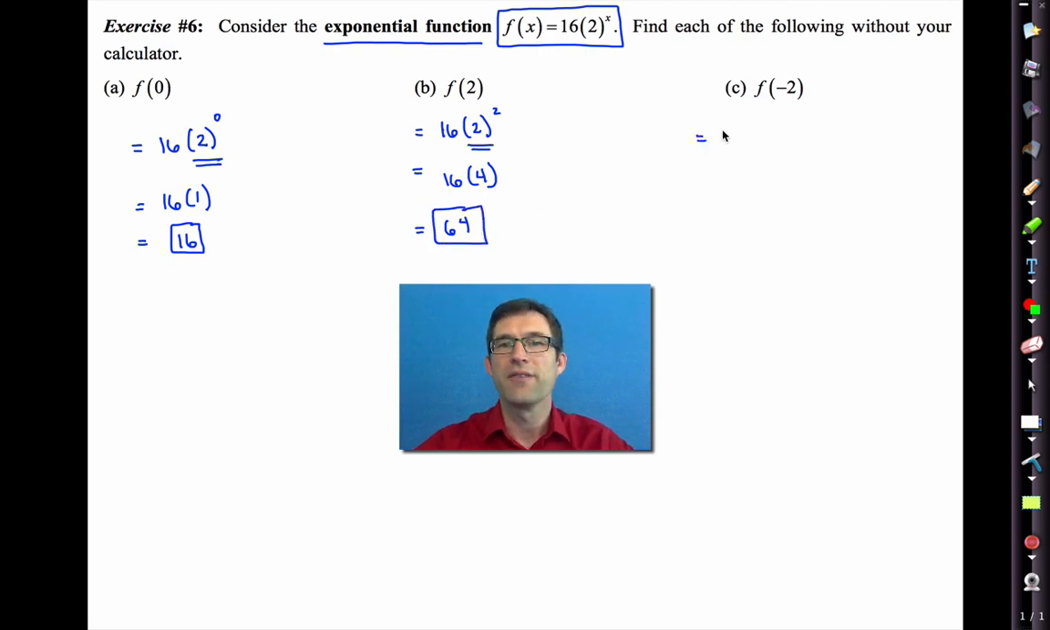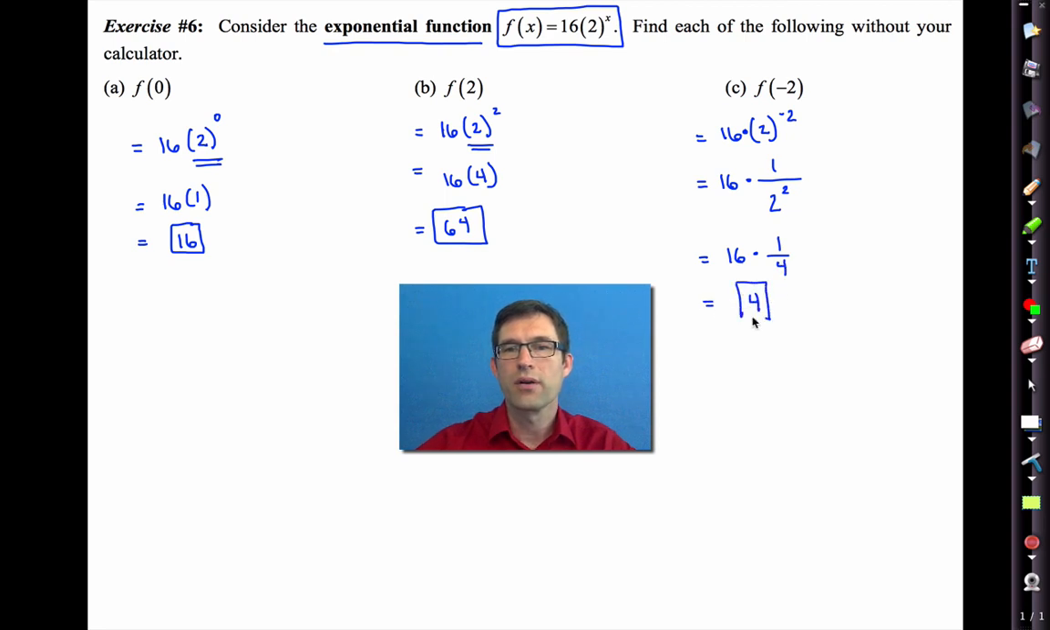But how about f of negative 2? Well, that's going to be 16 times 2 to the minus 2. Again, don't worry about that 16. Maybe put a little times in there. 2 to the minus 2 is going to be 1 over 2 squared. 1 over 2 squared is 1/4. And 16 times 1/4 is 4.